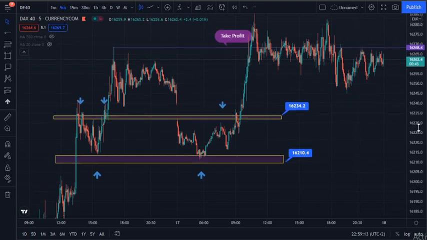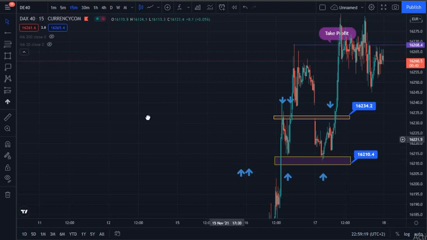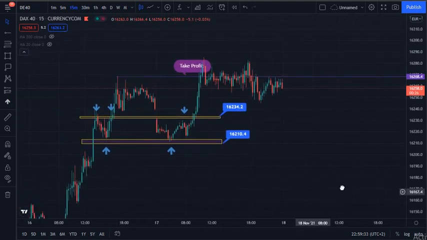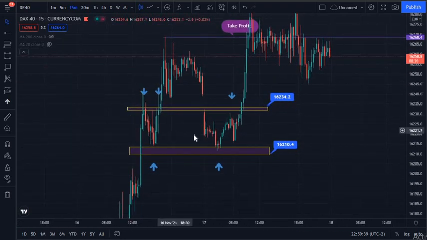We've got our DAX 40. Let me just remove these. We've got DAX on our 15-minute chart, and this is how DAX played out today. This was yesterday's move. Price pushed up impulsively, pushed down to the downside, retested the zone, pushed back up, broke into this area, the zone over here, and stopped at this level over here.